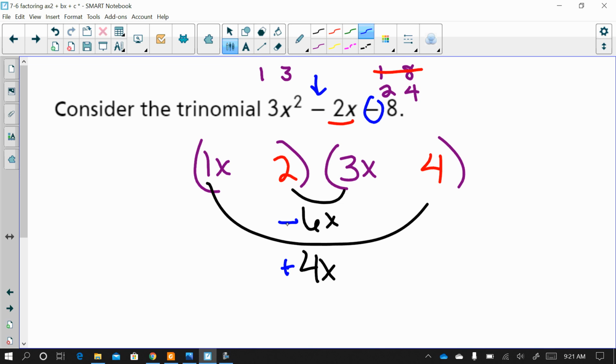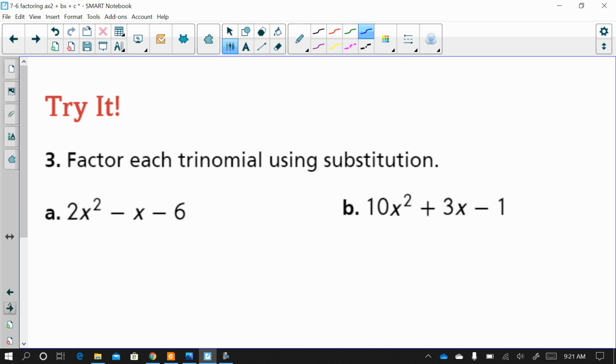Okay, so I made the 6 here on the insides, the 2 and the 3. So this is where the negative goes. And I made the 4 on the outsides, so that's where the plus goes. Okay, that's how you do it.